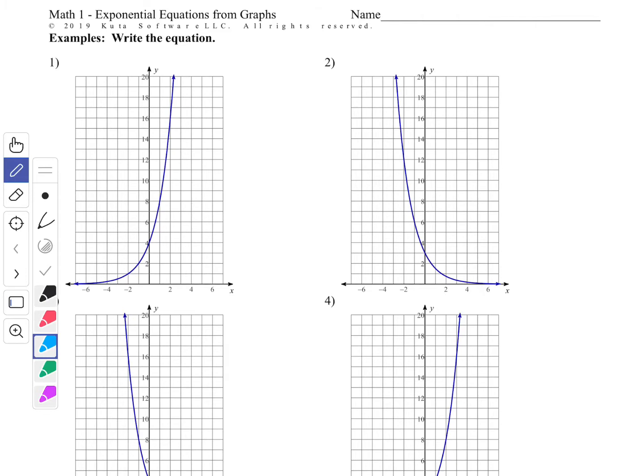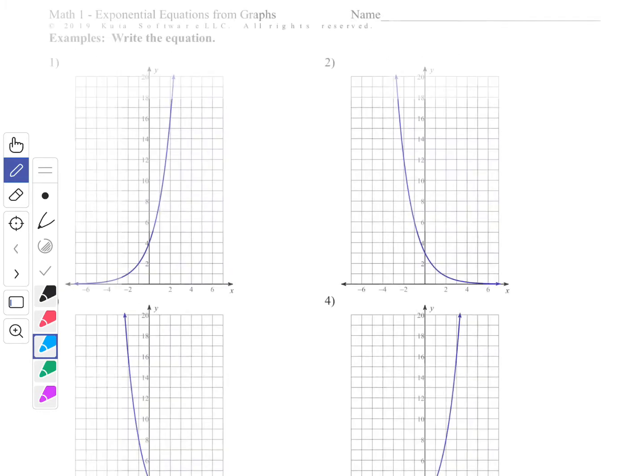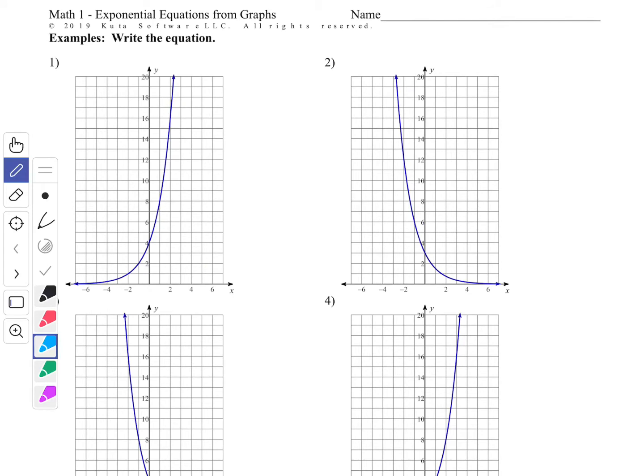And to start us off, these first 8 questions are examples. So we're going to work through those ones together. Then we're going to have some time where you can work through, and then we can check our work, okay? So remember, we've got 2 different types of equations.